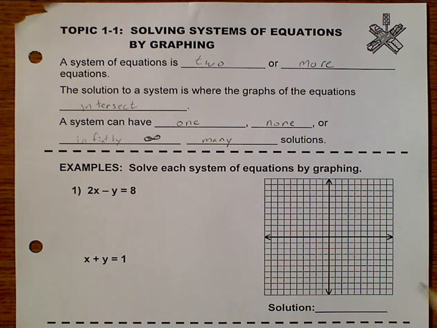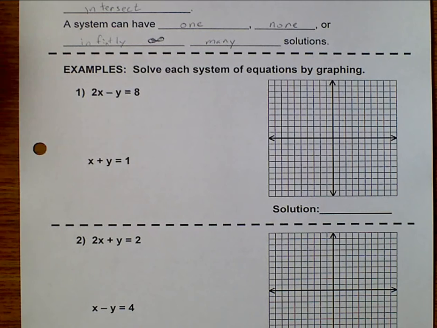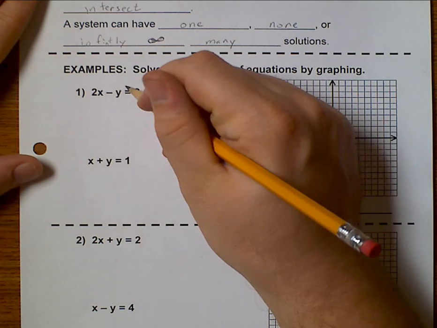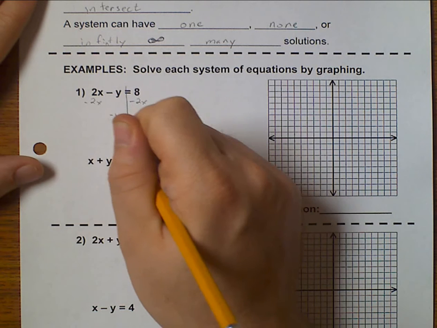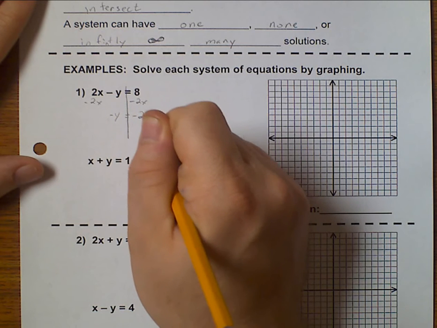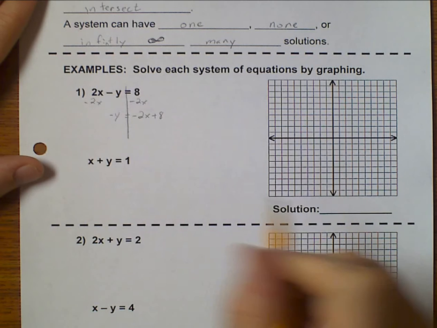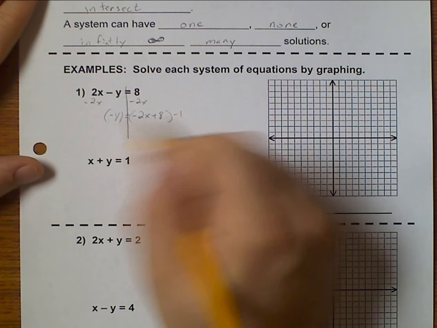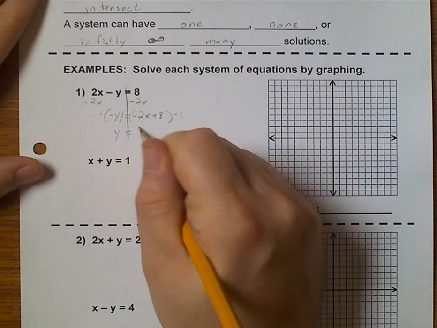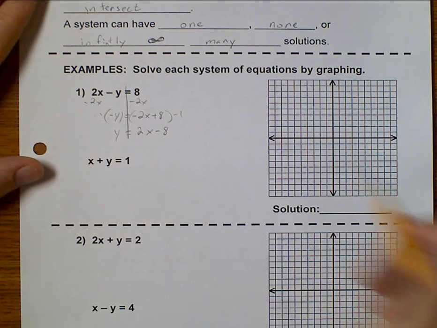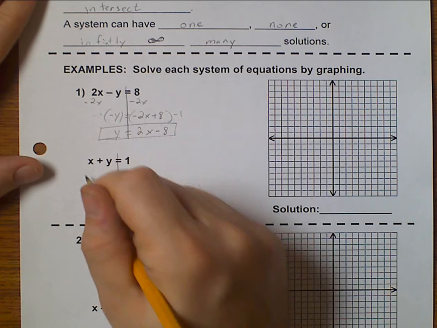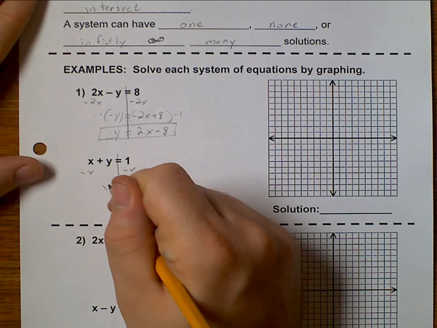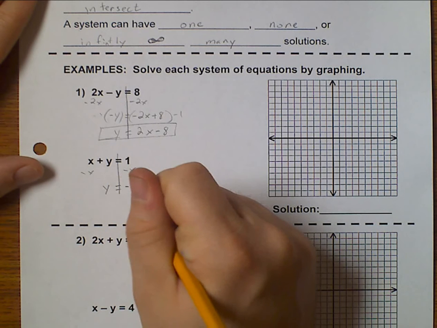Alright. Now let's get to actually solving by graphing. So in order to graph these lines, I first need to solve for y. So I will subtract 2x from both sides. I get that negative y equals a negative 2x plus 8. Multiply everything by negative 1. And I get that y equals 2x minus 8. Now for this one, I subtract x from both sides, and I get that y equals a negative x plus 1.